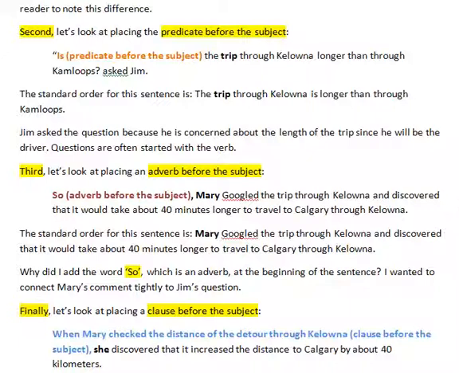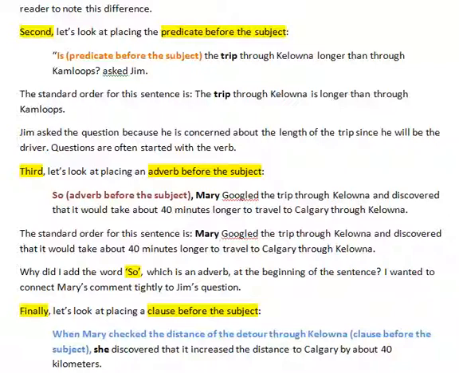Second, let's look at placing the predicate before the subject. Is, predicate before the subject, the trip through Kelowna longer than through Kamloops? Asked Jim. The standard order for this sentence is, the trip through Kelowna is longer than through Kamloops. Jim asked the question because he's concerned about the length of the trip since he will be the driver. Questions are often started with the verb.